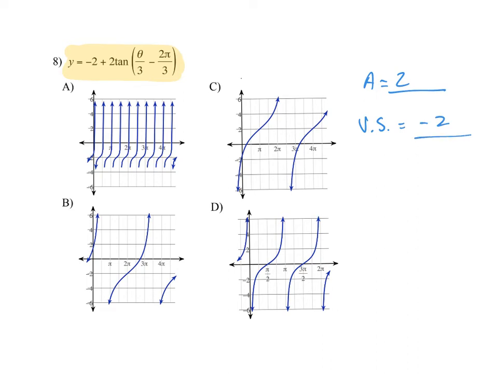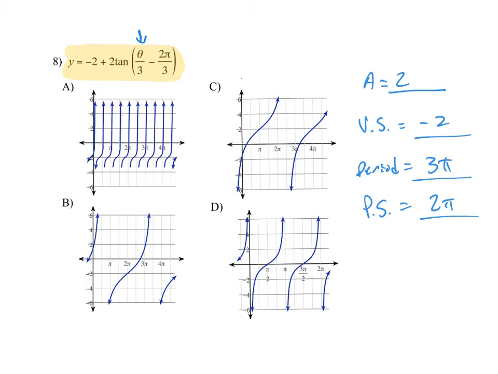We do have a change in period. The period for tangent is pi divided by k, so pi divided by this 1/3 here. That's going to be 3 pi. And then the phase shift is going to be 2 pi over 3 divided by 1/3, so you flip and multiply, and that just comes out to be 2 pi. So we have a phase shift of 2 pi and a period of 3 pi.